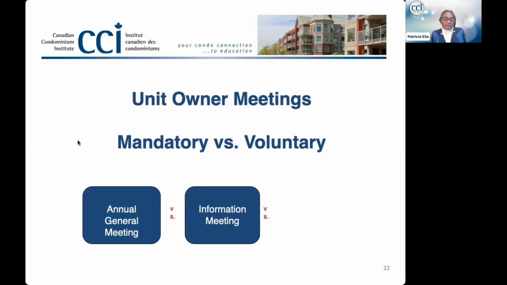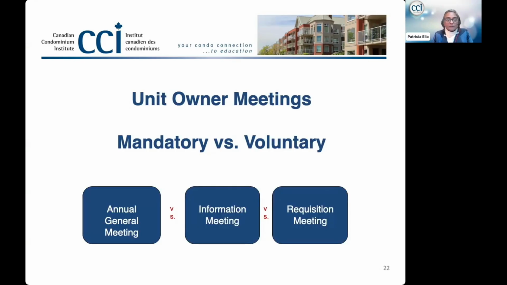Very exciting topic. I think that unit owner meetings are a vital component to the Act. And Section 45 begins off that section on owners, but talks about meetings. And so unit owner meetings, there are mandatory versus voluntary meetings. The mandatory one that you'll see referenced in Section 45 is the annual general meeting. And the board is required to hold that annual general meeting, not at a new condo, but at a regular established condo, 6 months after the end of each fiscal year.